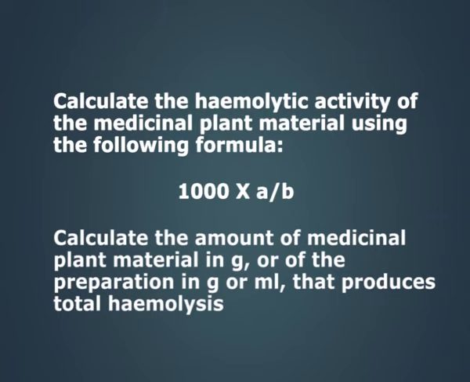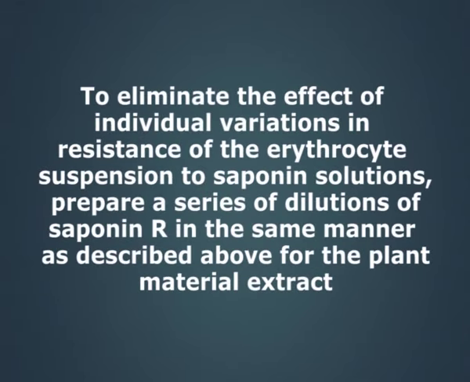Calculate the amount of medicinal plant material in gram or of the preparation in gram or milliliter that produces total hemolysis. To eliminate the effect of individual variations in resistance of the erythrocyte suspension to saponin solutions, prepare a series of dilutions of saponin R in the same manner as described above for the plant material extract. Calculate the quantity of saponin R in grams that produces total hemolysis.